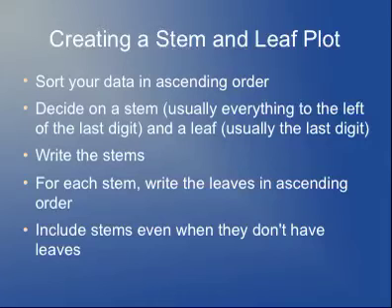But the way that we did this back in the dark ages before computers were common, first of all, you sort your data from smallest to largest, and then you decide on a stem. And usually the stem was everything to the left of the last digit, and the leaf was the last digit. Then you write a list of all your stems, and then for every stem you write the leaves in ascending order. And even if there's no leaves for a particular stem, you would write the stem anyway.